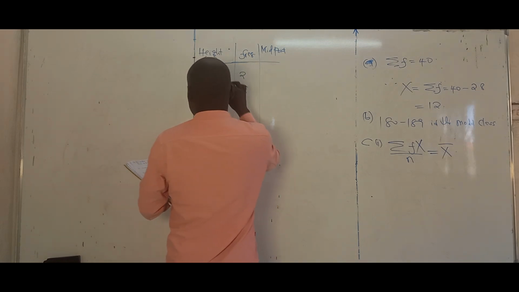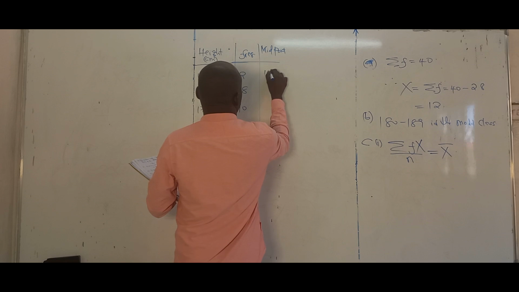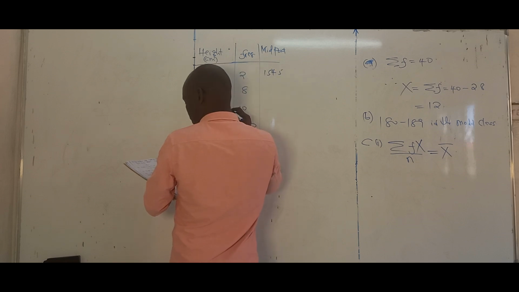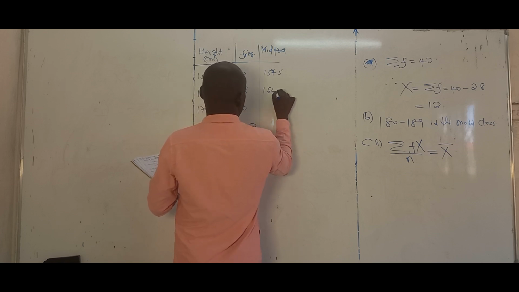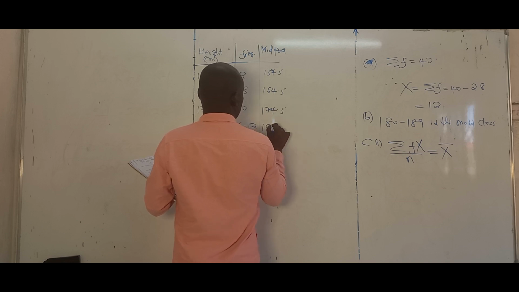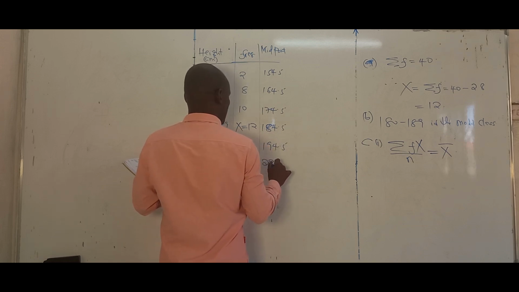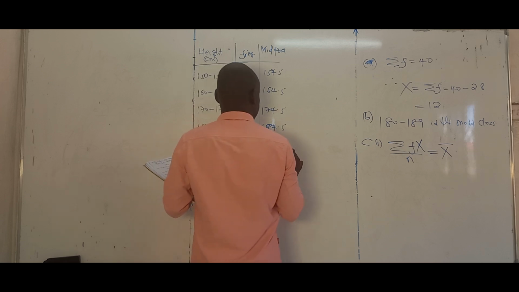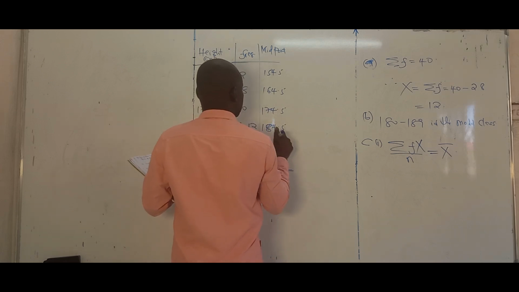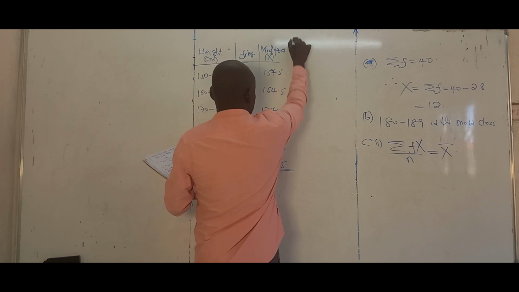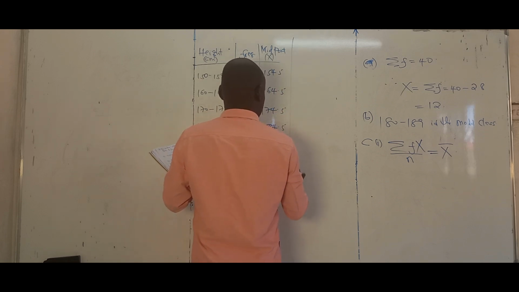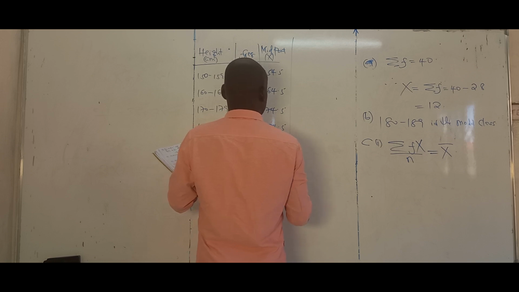So add this plus this, divide by 2, you should get 154.5. Add this plus this, divide by 2, then you should get 164.5, 174.5, 184.5, 194.5, 204.5. Those are now the values of x.